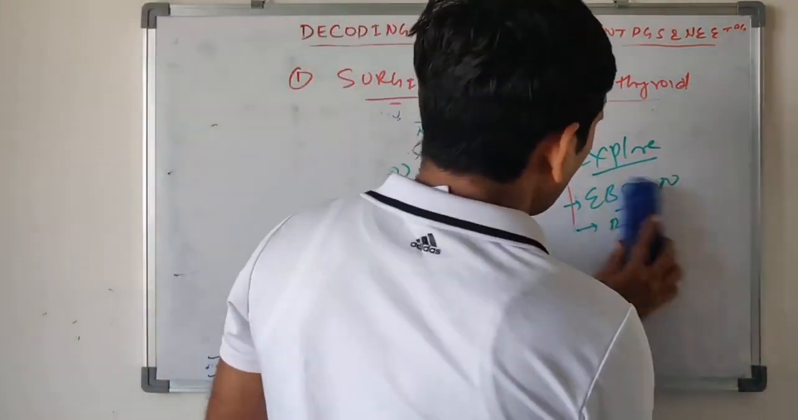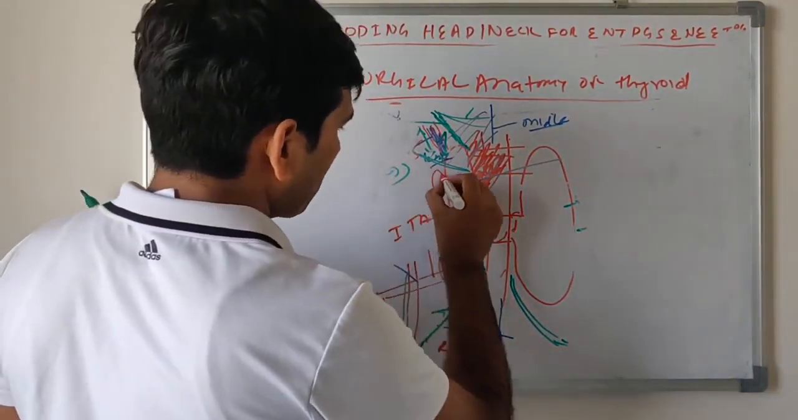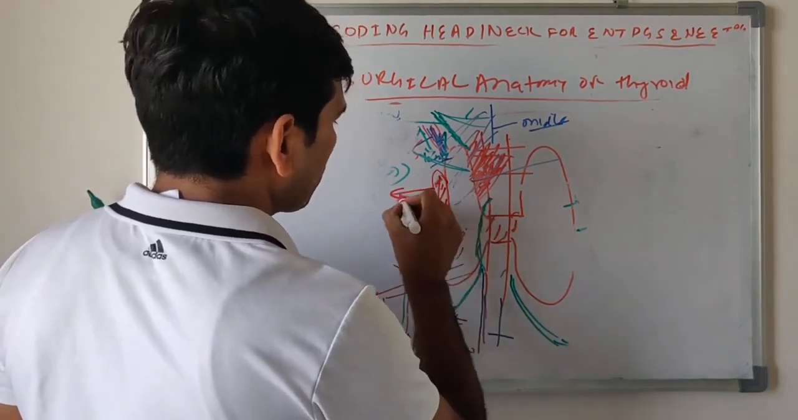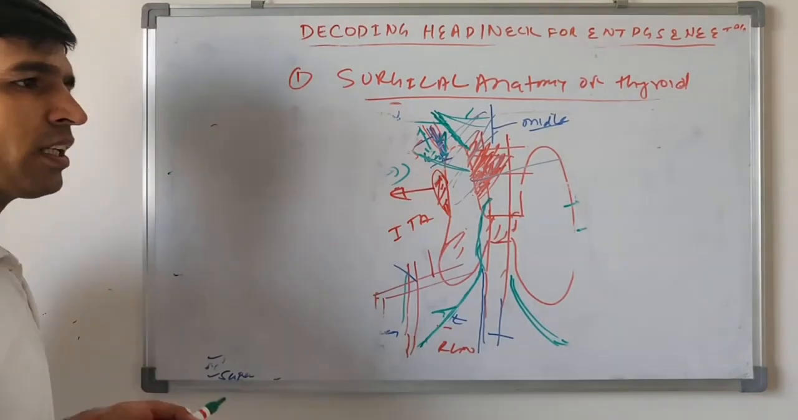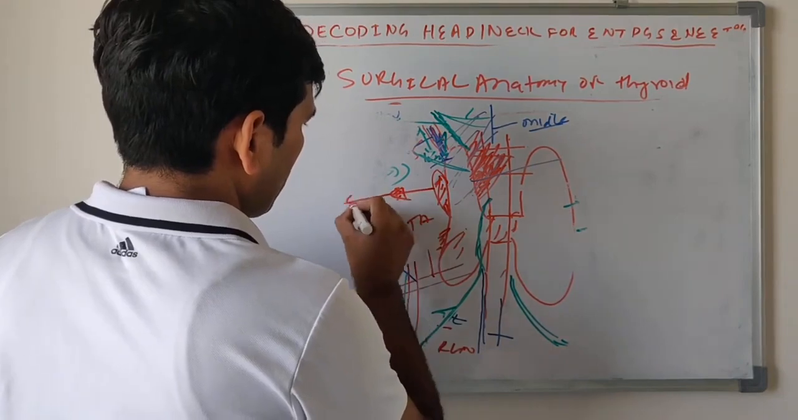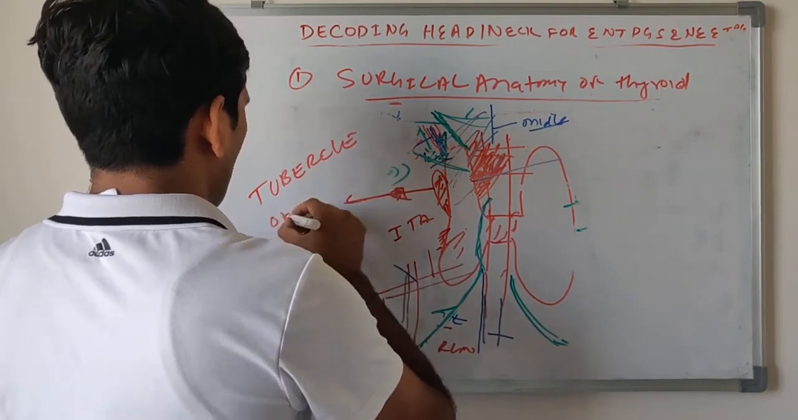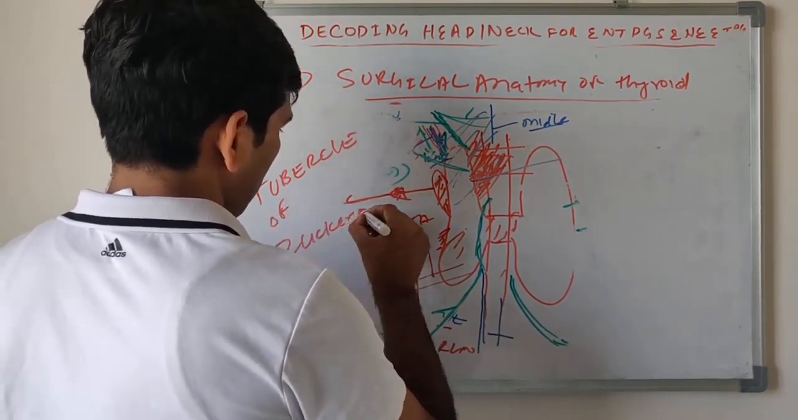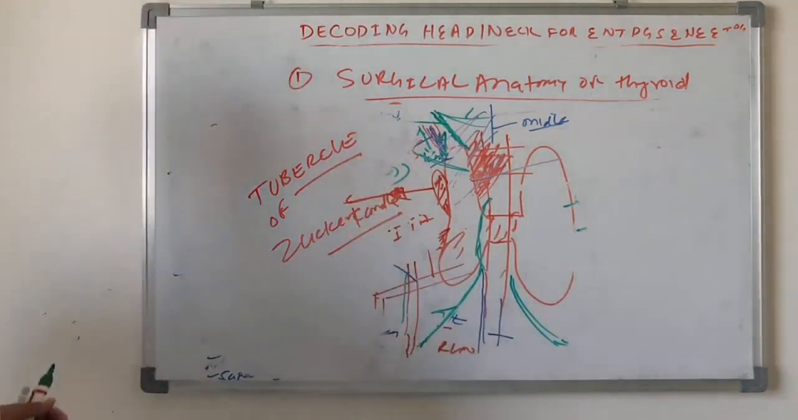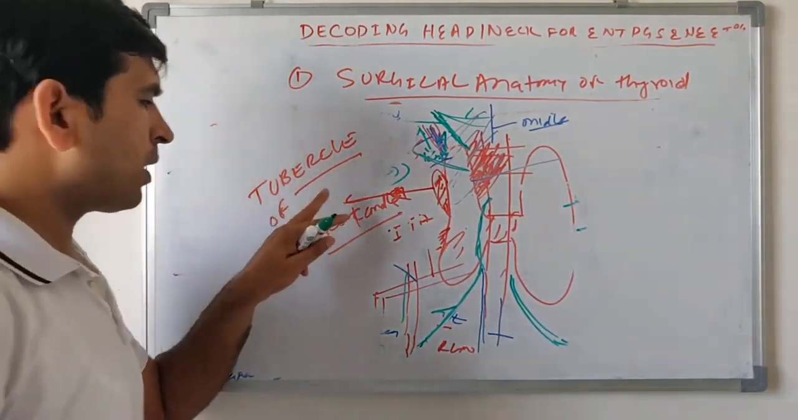One important point I will tell you: the posterolateral extension sometimes forms a tubercle, and it is sometimes avoided because of injury to the nerve. It's very close to the recurrent laryngeal nerve near Berry's ligament. So this is called the tubercle of Zuckerkandl. Or you may say gland of Zuckerkandl, but it's better to say tubercle of Zuckerkandl.